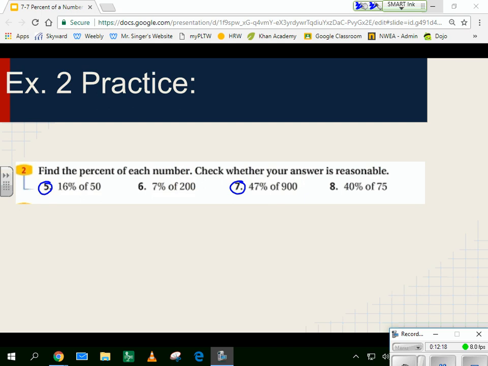All right, on your own, I want you to do 5 and 7. So all you're going to do is multiply these two. First, change them into a decimal, and then multiply them. Come back when you're done. We'll see how you did.